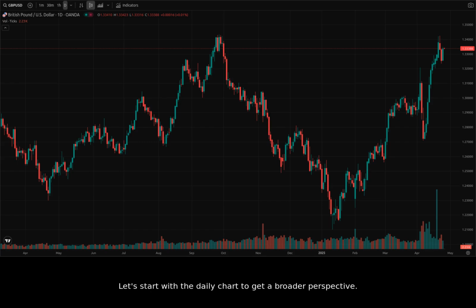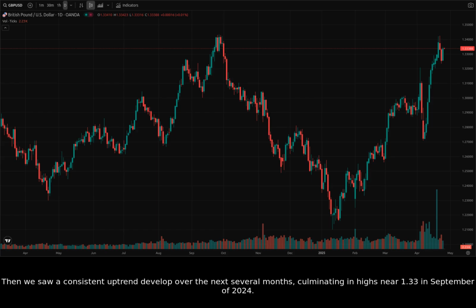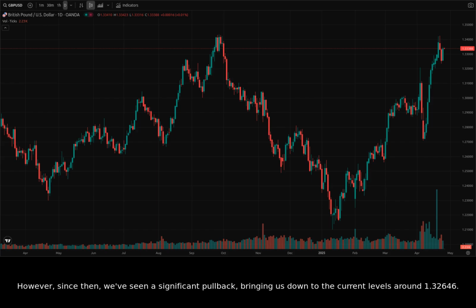Let's start with the daily chart to get a broader perspective. Looking back to late 2023 and early 2024, we see the pair was trading around the 1.26 to 1.28 level. Then we saw a consistent uptrend develop over the next several months, culminating in highs near 1.33 in September of 2024. However, since then, we've seen a significant pullback, bringing us down to the current levels around 1.32646.